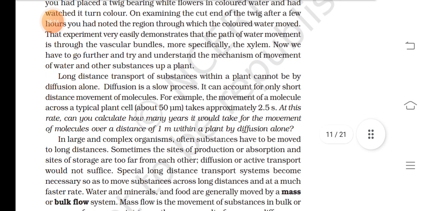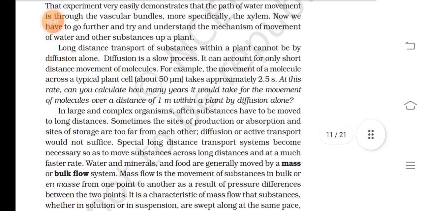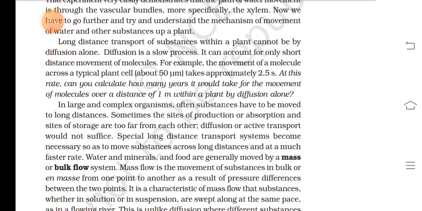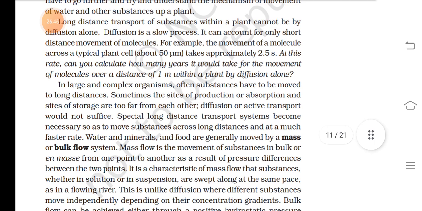Long distance transport of substance within a plant cannot be by diffusion alone. Diffusion is a slow process. It can account for only short distance movement of molecules. For example, the movement of a molecule across a typical plant cell, about 50 micrometer, takes approximately 2.5 seconds. At this rate, can you calculate how many years it would take for the movement of molecules over a distance of 1 meter within a plant by diffusion alone?